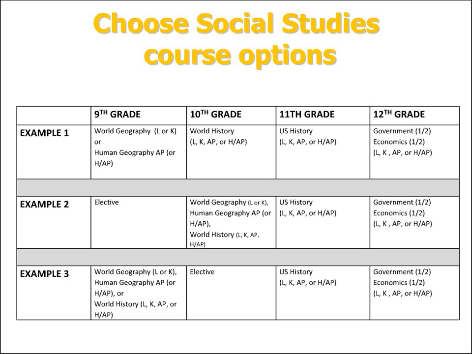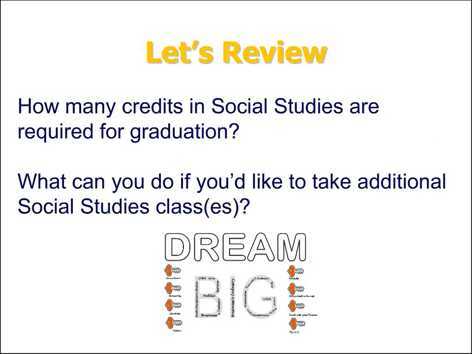So take a moment and write in your courses and course levels on your 4-year plan worksheet. So let's review. How many credits in social studies are required for graduation? And what can you do if you'd like to take additional social studies classes? Well, there are 3 credits that are required for social studies for graduation. And if you're able to take additional social studies classes wherever you can fit it in your schedule, then you should definitely go ahead and do that.